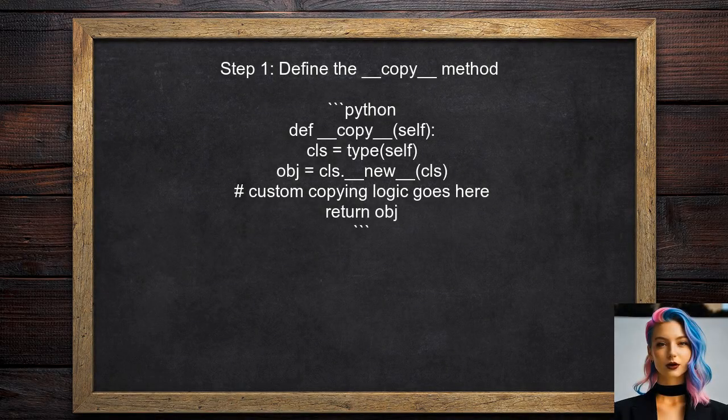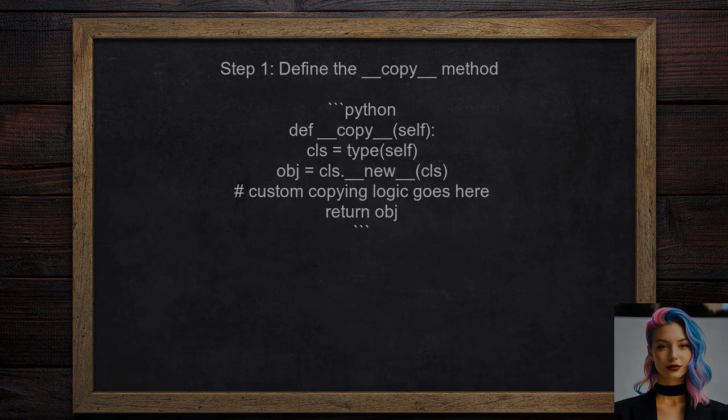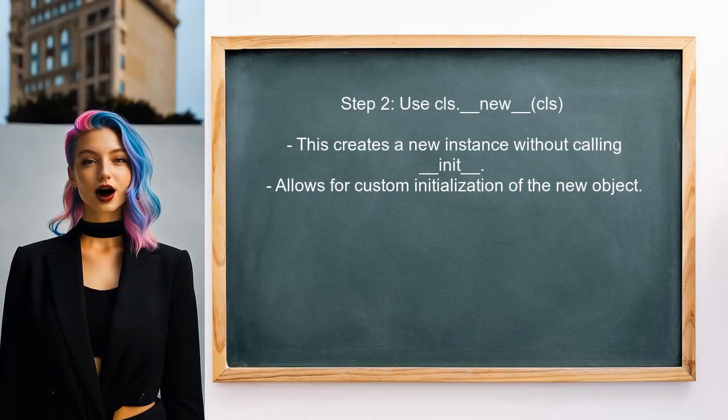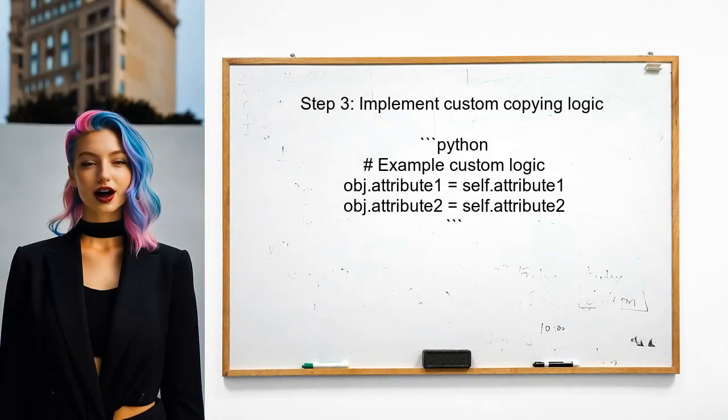To implement custom copying logic in a Python class, the user should start by defining the __copy__ method. This method will create a new instance of the class without calling the __init__ method. Inside the __copy__ method, the user can use cls.__new__(cls) to create a new instance. This approach is correct and allows the user to skip the __init__ method, which is essential for their custom copying logic.